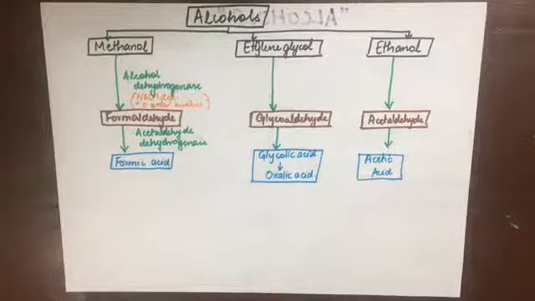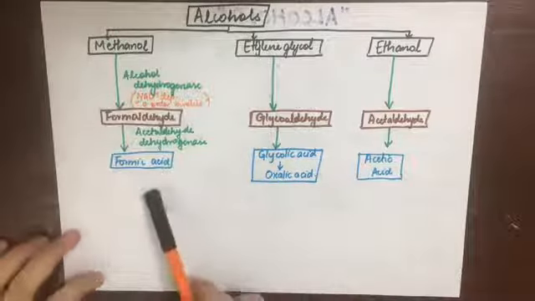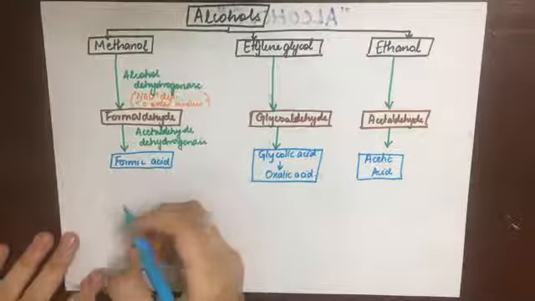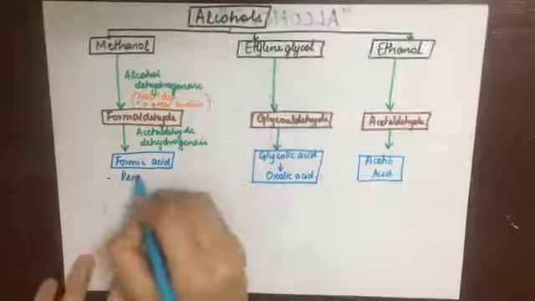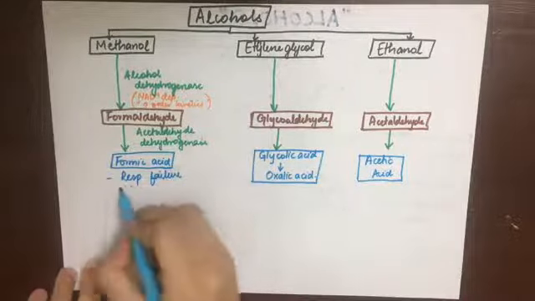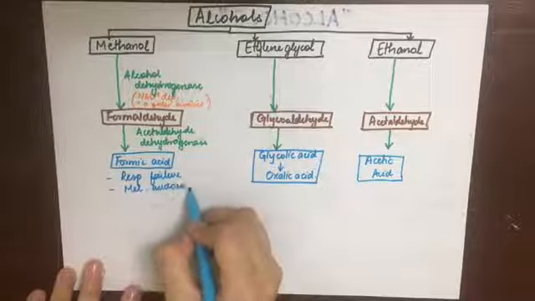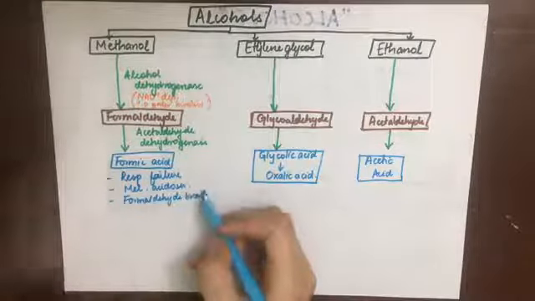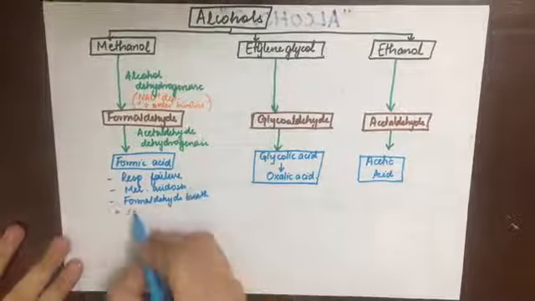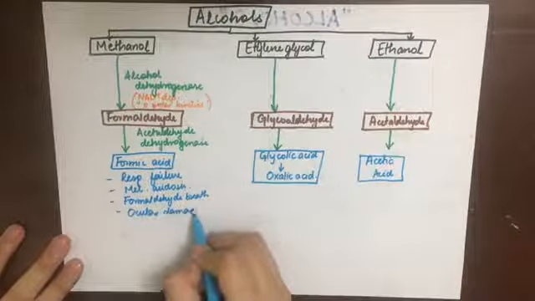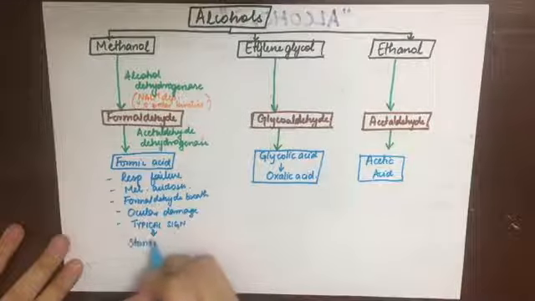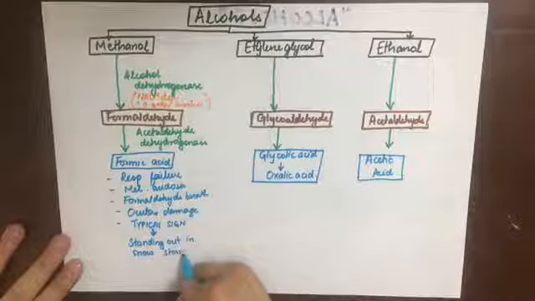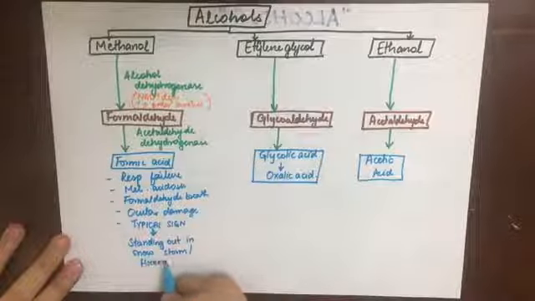Now we'll look at the presentation of toxicity of all of these metabolic products of alcohols. Firstly, formic acid will cause severe respiratory depression and thus respiratory failure. It causes metabolic acidosis, it's an acid. It causes ocular damage due to neurotoxicity. And a typical sign of methanol poisoning is standing out in a snowstorm or flickering white spots before the eyes seen by the patient. And formaldehyde breath can also be perceived.